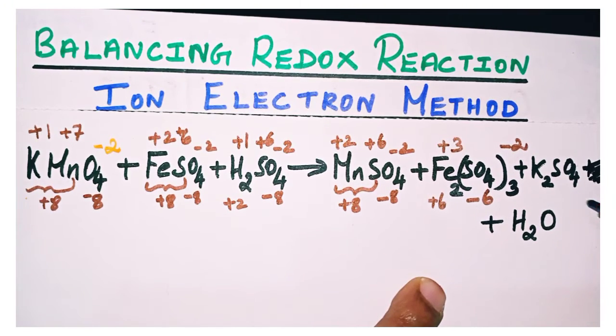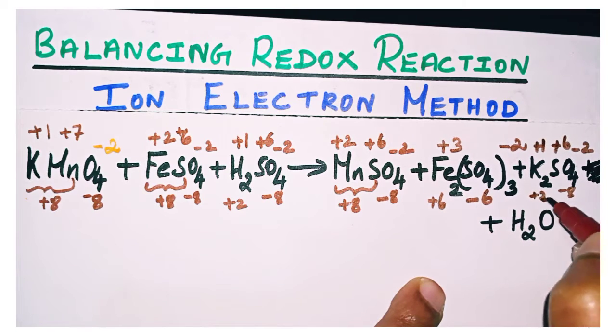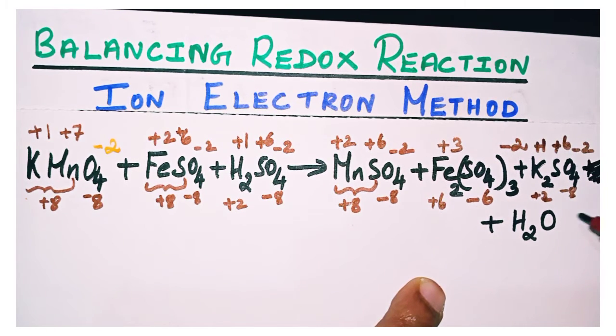Now for potassium sulfate, for oxygen it is -2, so it becomes -8. Then for sulfur it is +6 and for potassium it is +1, so for 2 potassium it is +2. So +2 plus 6 becomes +8, and +8 minus 8 becomes 0.